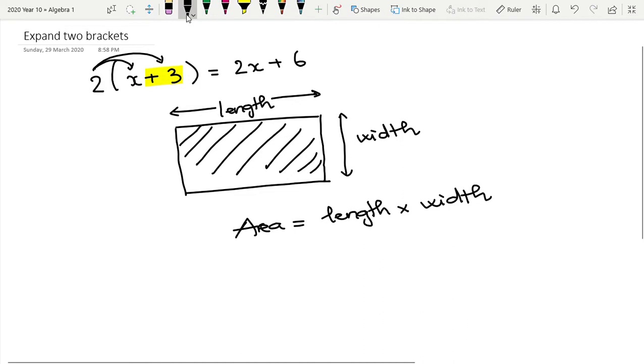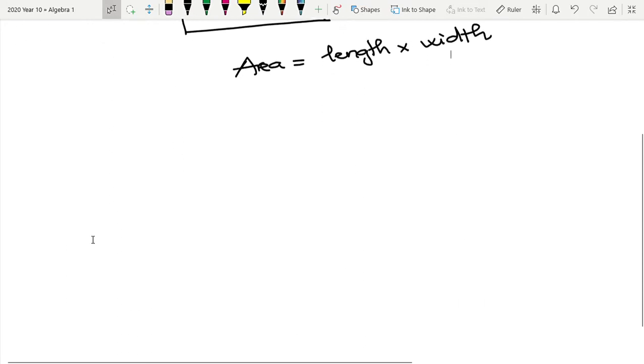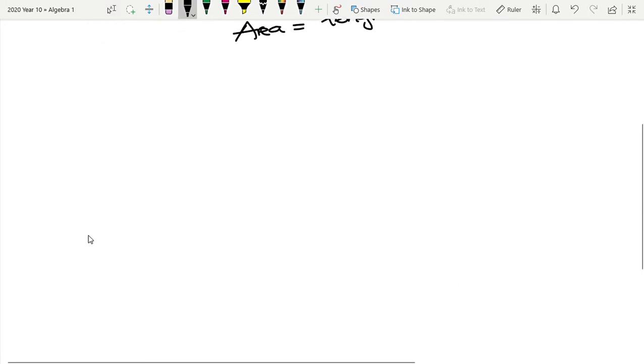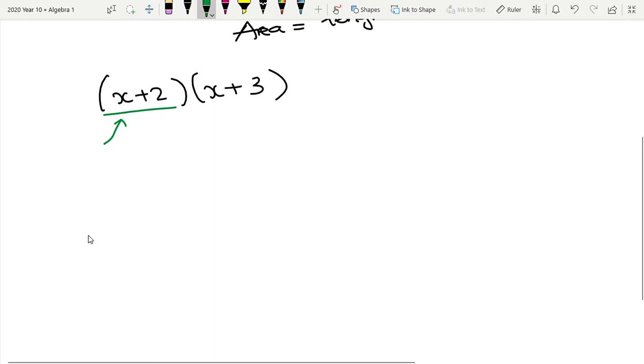Let's start with a different example. Okay, so let's say today you're trying to expand x plus 2 times x plus 3. You've been asking yourself, okay, what's going on here? Let's use the picture above as the example. So if we imagine x plus 2 is the width and x plus 3 is the length, you are literally looking for the area of a rectangle, right? So the whole thing here, x plus 2, is the width, and the whole thing here, x plus 3, is the length.